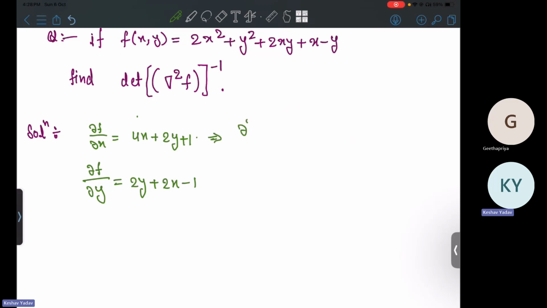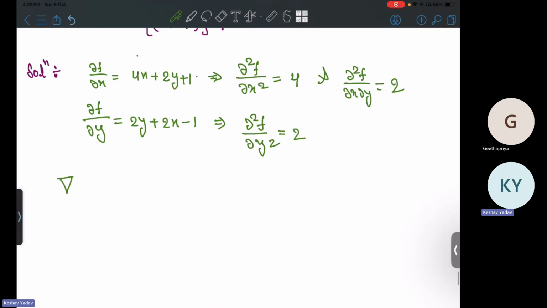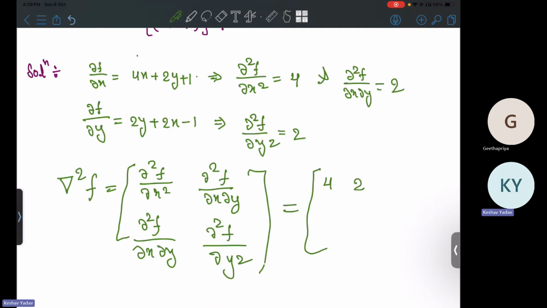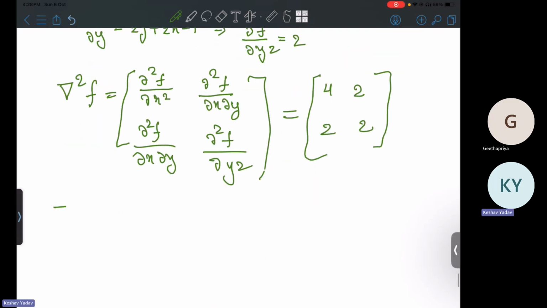Now from here, if you find del 2f upon del x square, this will be equal to 4. Del 2f upon del y square will be 2. And del 2f upon del x del y will be equal to 2. So from here, if I write the Hessian, it will be equal to [4, 2; 2, 2]. Now I need to find out the inverse.